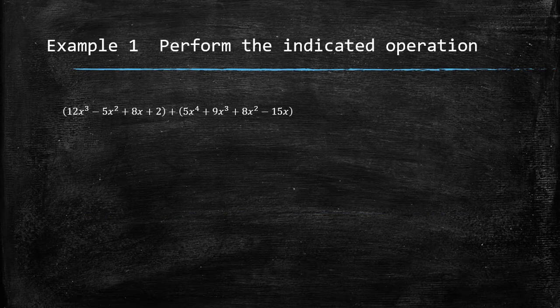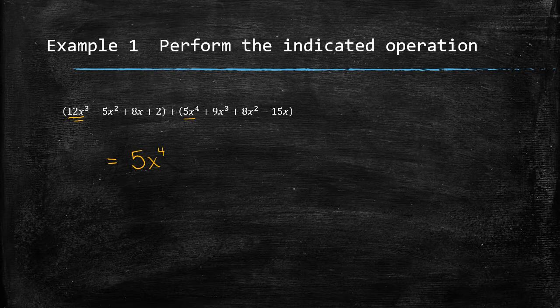Okay, example 1, we want to perform the indicated operation. So we can see that we're adding two polynomials together. To add two polynomials, we want to add like terms. Okay, so I will start with the highest degree, so 5x to the fourth, and that's the only x to the fourth term that we have.